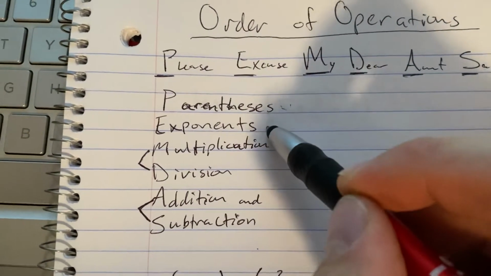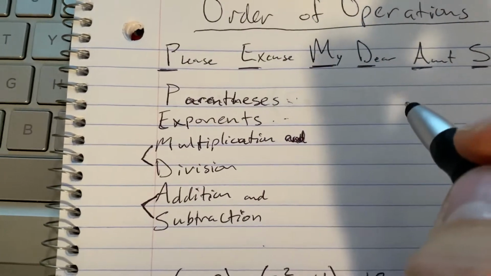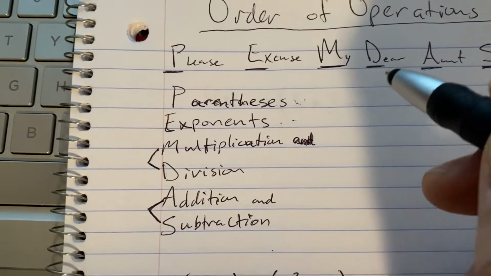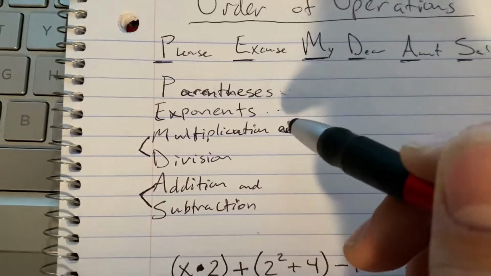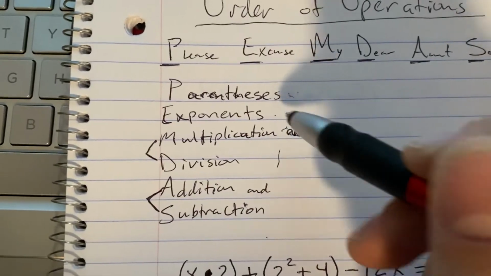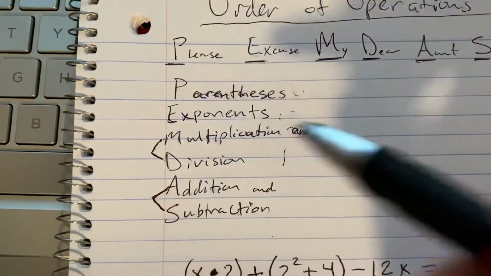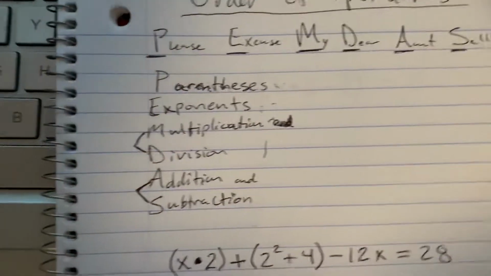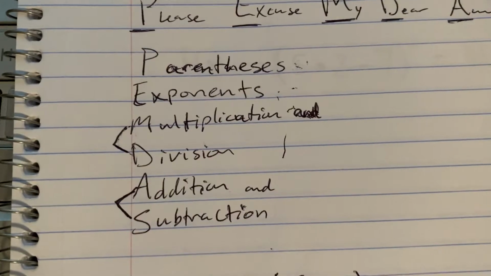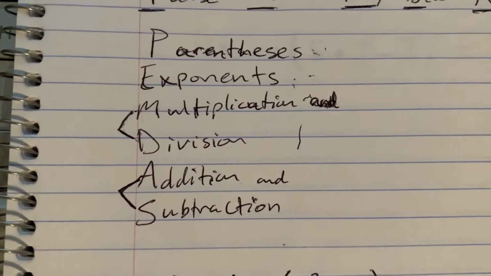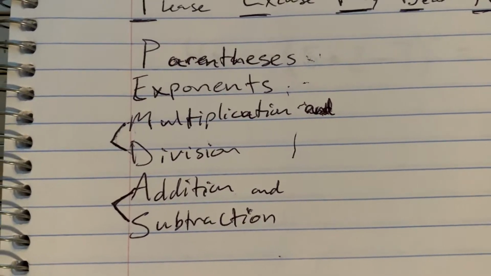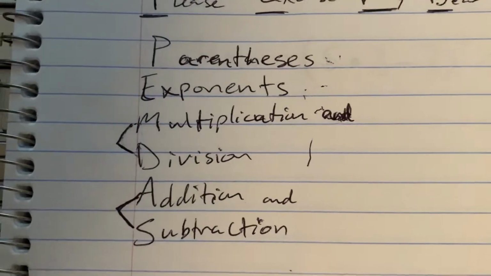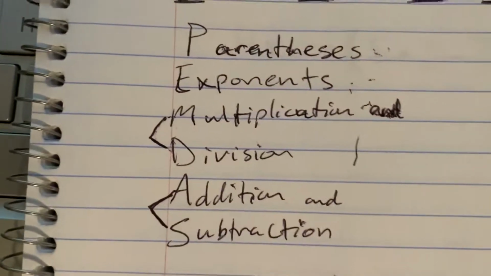Once we've done this, then we can move to the exponents. If we see any exponents, then we can work with the exponents and use that to simplify the problem. Next is multiplication and division. Now I've grouped these together because it's not multiplication first, then division second. It's those two are grouped together, as in whichever comes first from left to right will be what you do first at that given time.